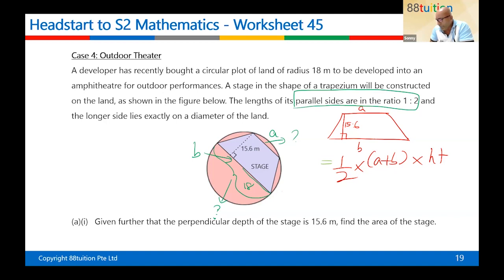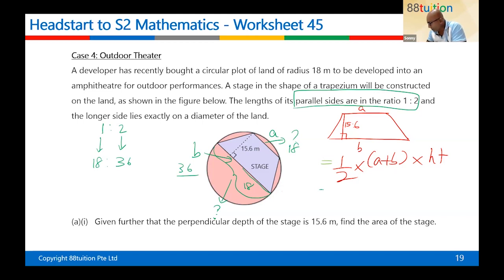If your radius is 18, your diameter is 36. So the ratio is 1:2. 2 represents the longest side, which is your diameter, which is 36. If 2 units represents 36 meters, therefore 1 unit represents 18. So your A is 18, your B is 36.